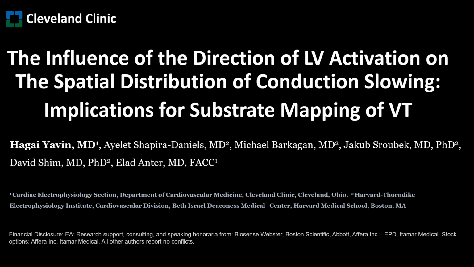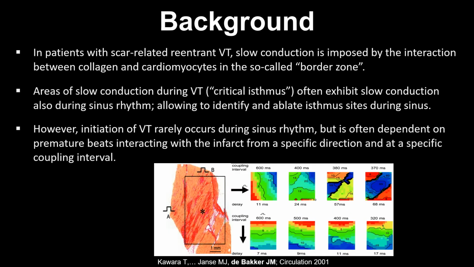The influence of the direction of LV activation on the spatial distribution of conduction slowing. Implication for substrate mapping of VT. In patients with scar-related VT, slow conduction is imposed by the interaction between collagen and cardiomyocytes in the so-called border zone. Areas of slow conduction during VT often exhibit slow conduction during sinus rhythm. This allows identifying and ablating the presumed isthmus during sinus rhythm.